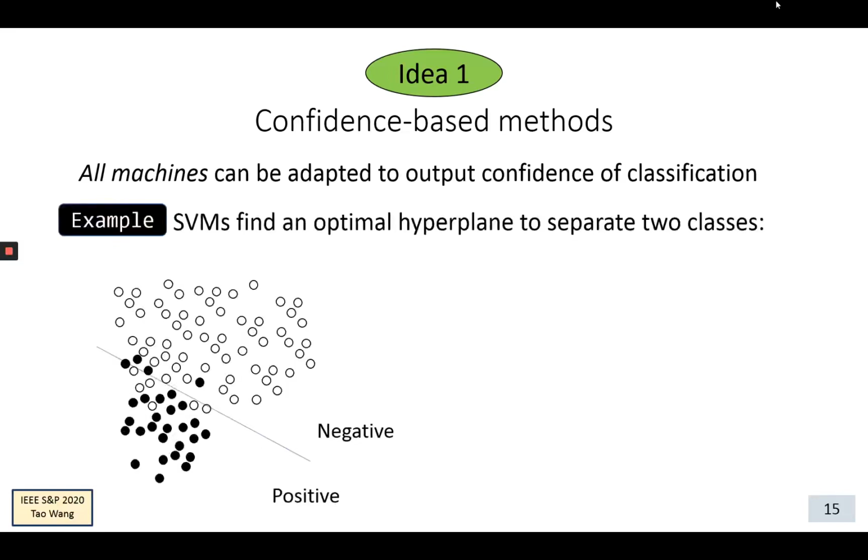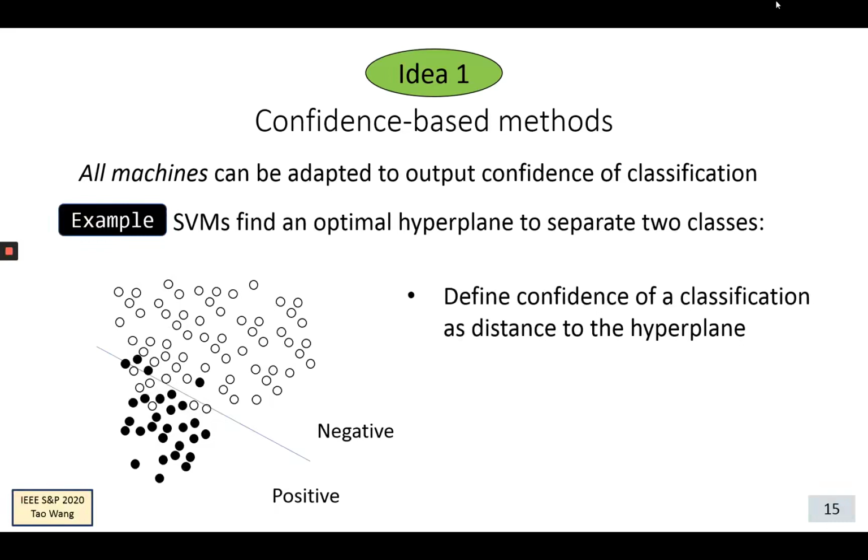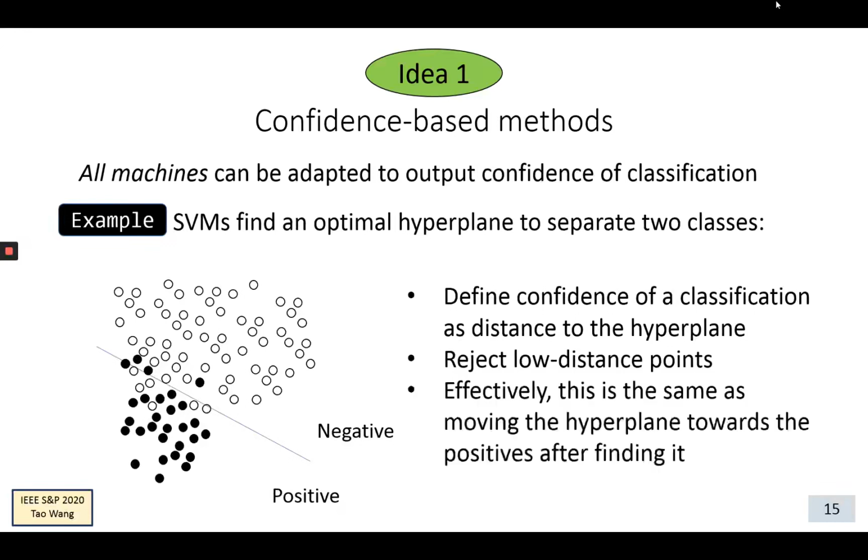SVMs find an optimal hyperplane to separate two classes. So we're going to define the confidence as the distance to that hyperplane. And so low distance, which is to say low confidence points, will be classified as negatives. And actually what we're doing here is we're essentially moving the hyperplane towards the positives a bit so that we get more negative classifications so that there will be fewer false positives.